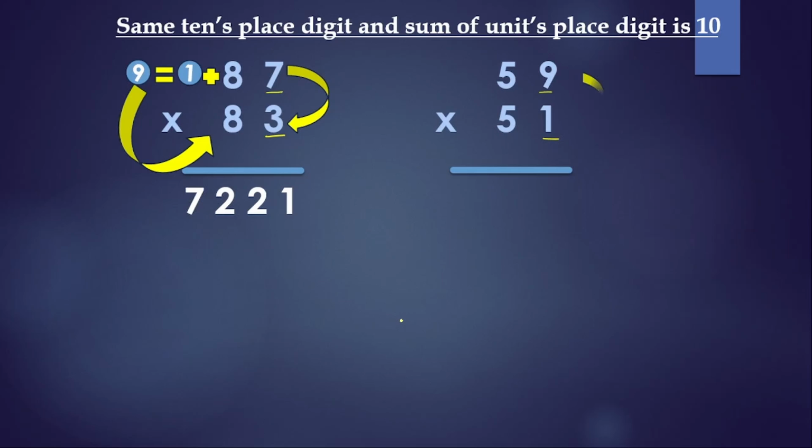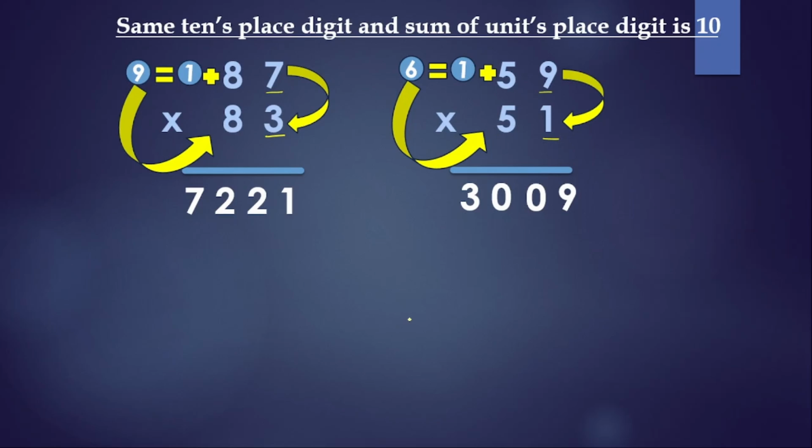Try it with me. 9 times 1 is 09. To the tens place digit we add a 1. We get 6. 6 times 5 is 30. 3009. Simple, right? Let's move on to see another pattern.